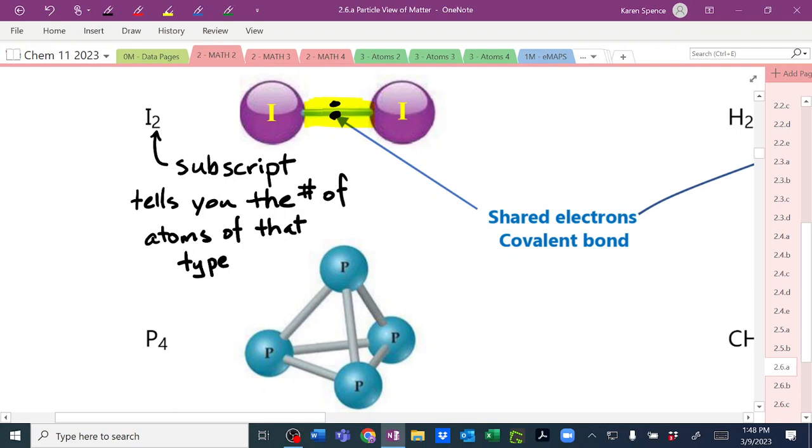Phosphorus, one of the forms it comes in is actually like this little pyramid kind of thing. It's kind of cool. And it's made of 4 phosphoruses, so we use the subscript 4 to indicate that we have 4 phosphorus atoms in a phosphorus molecule.